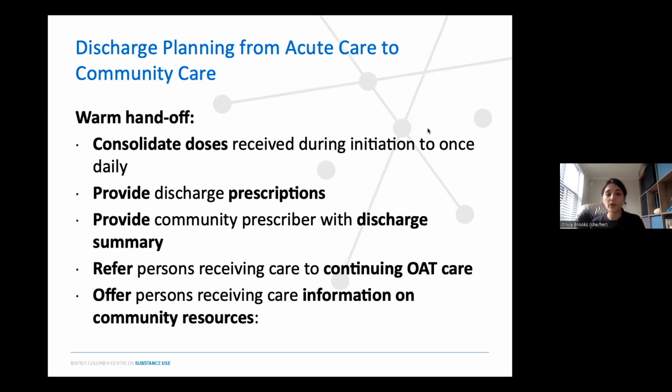A big part of discharge planning is providing a warm handoff, and that involves a few different things. So firstly, we want to consolidate doses that are started in hospital to once daily. So it's just a nice dose that can be given in community. We want to provide discharge prescriptions. Usually longer prescriptions are better. I always provide a month long script when patients are discharged from hospital.